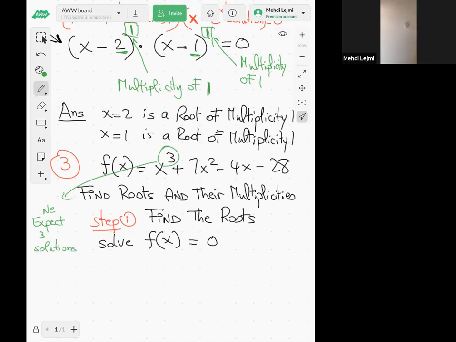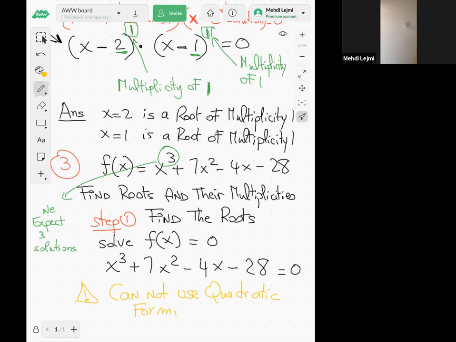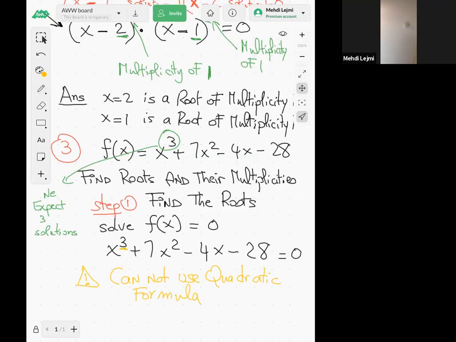Right. Okay, so now let's try to solve. So I want to solve x cubed plus 7x squared minus 4x minus 28 equal to 0. Of course, this is not a quadratic equation, so I cannot use a quadratic formula, right? Obviously the degree here is 3, so it's not 2, so we cannot use the quadratic formula.